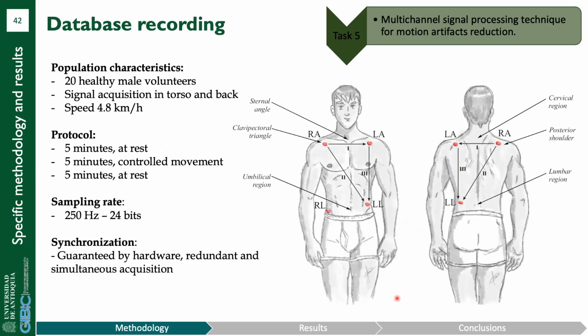The database that we used for this part of the thesis was composed of signals from 20 healthy male volunteers. The signal acquisition was made on the torso and on the back of the patient, following the Mason-Likar-like distribution. The movement requested in this case was a maximum speed of 4.8 kilometers per hour. The protocol followed was the same that we proposed in the ethics committee endorsement.